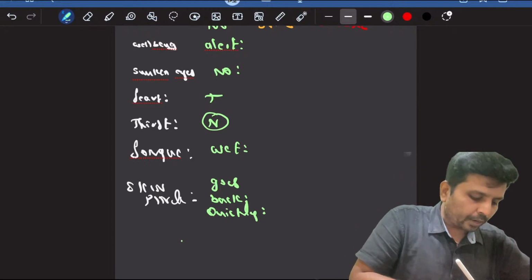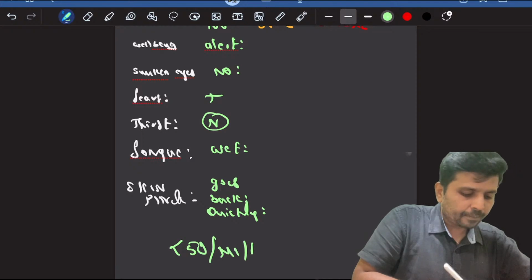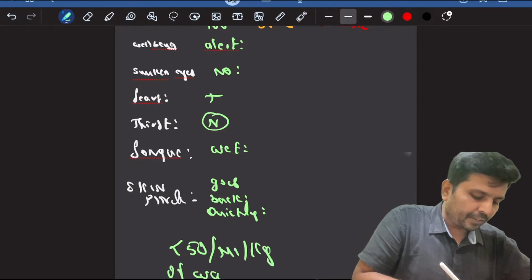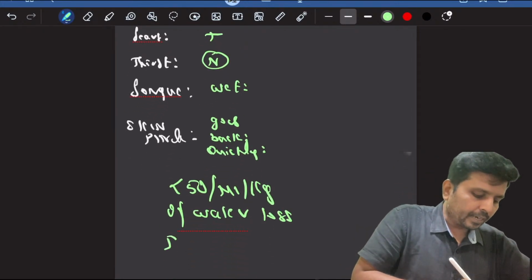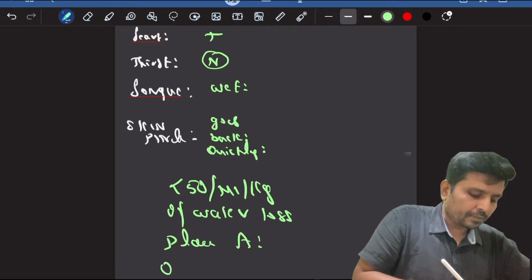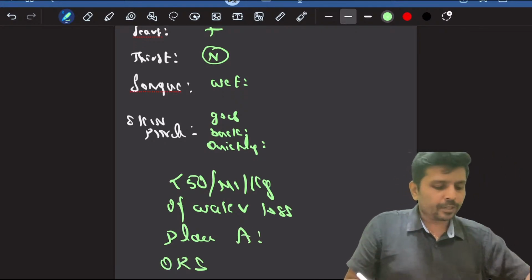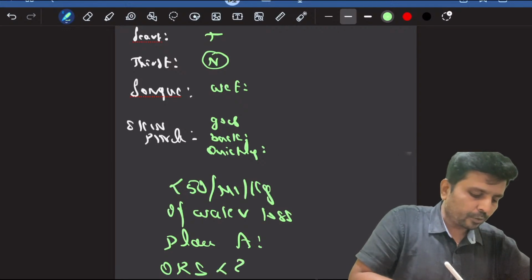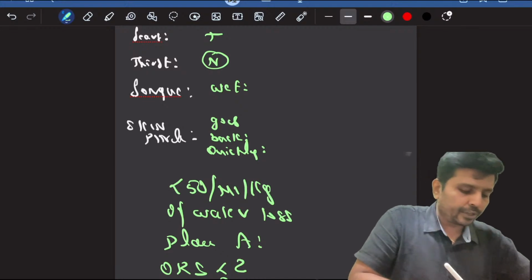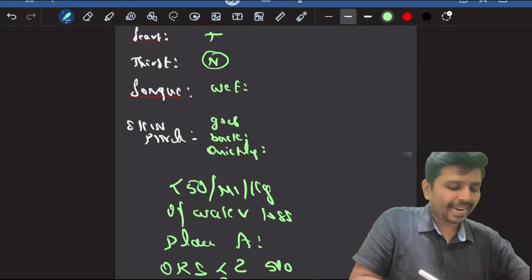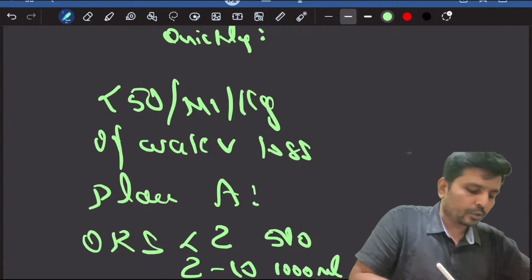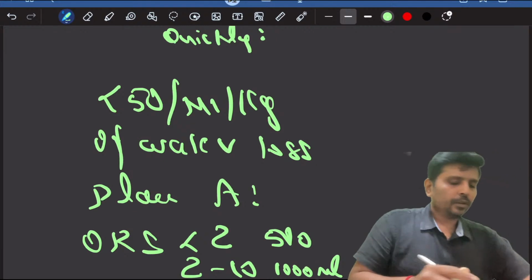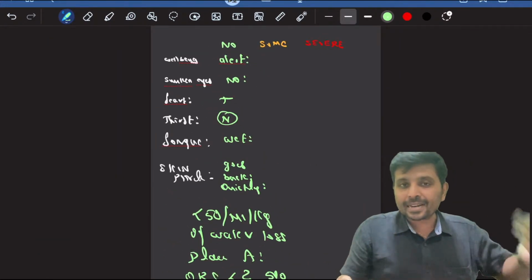In some dehydration, there is only less than 50 ml per kg of water loss from the body. And what is the treatment? Treatment is plan A. Plan A means you just give ORS. How much ORS do you need to give? Very simple. Less than 2 years, 500 ml of ORS. 2 to 10 years, 1000 ml of ORS. And more than 10 years, 2000 ml of ORS. Oral rehydration solution.